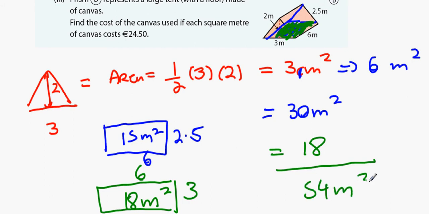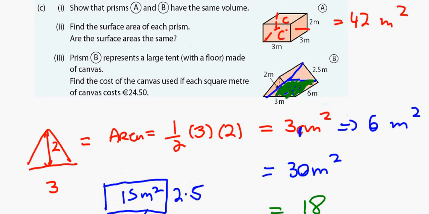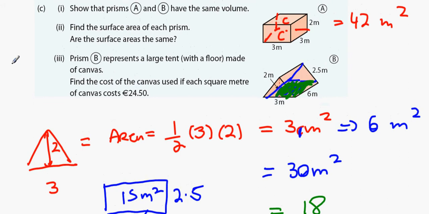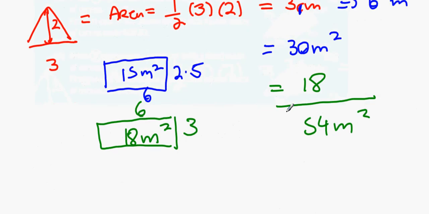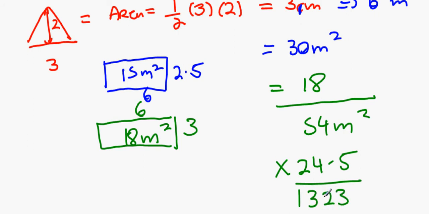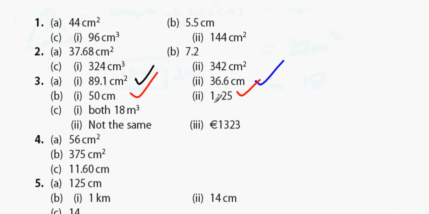Prism B represents a large tent with a floor made of canvas. Find the cost of canvas used if each square meter of the canvas costs 24.5 euro. Well, we know the full area is 54, so we multiply 54 by 24.5, and what we get is 1,323 euro. Okay, so let's check out these answers here. Correct, and they're not the same. Okay, next question, which is question 4.